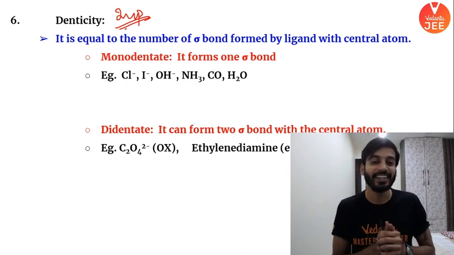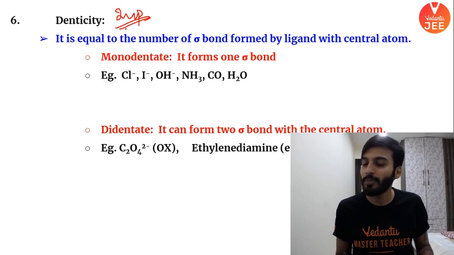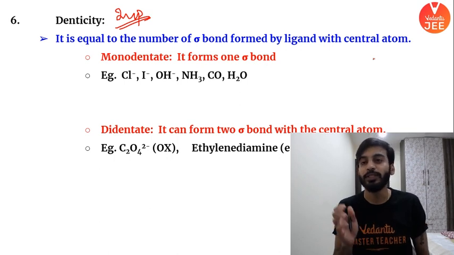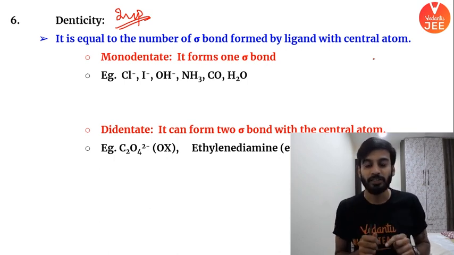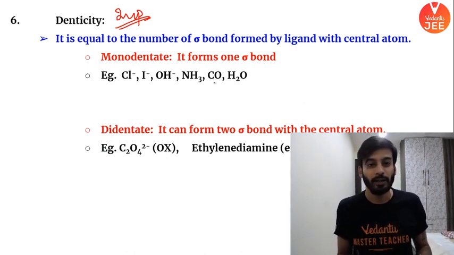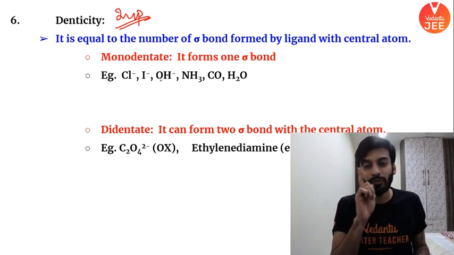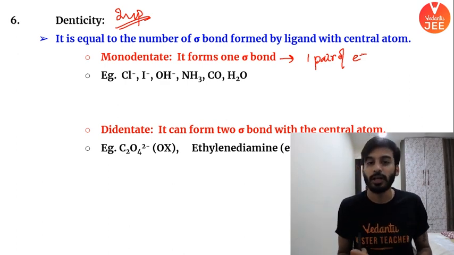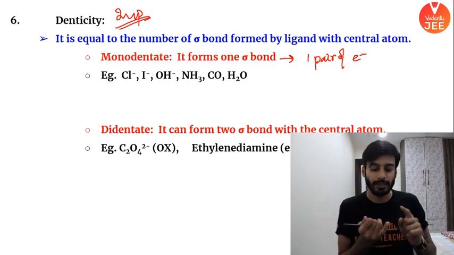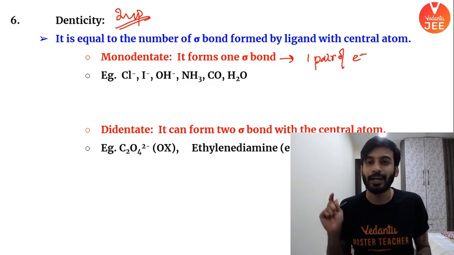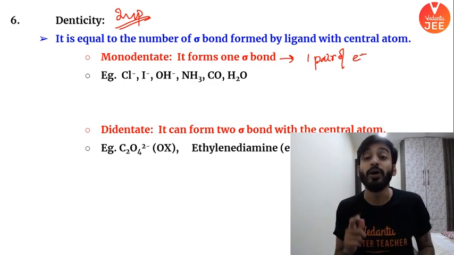Let's understand this denticity. Basically, it is equal to the number of sigma bonds formed by the ligand with the central atom. How many sigma bonds your ligand is going to make with the central atom, right? Now pay attention. If I say 1 sigma bond, how many electron pairs am I talking about? I'm talking about 1 electron pair, right? Monodentate ligands are those which will form one single sigma bond. It means they are going to give 1 pair of electrons to the central atom. Examples are in front of you. Learn them with me. Cl minus, I minus, OH minus, CO, water, ammonia, all are monodentate ligands. They are going to give a pair of electrons to the central atom. They are going to form 1 sigma bond.